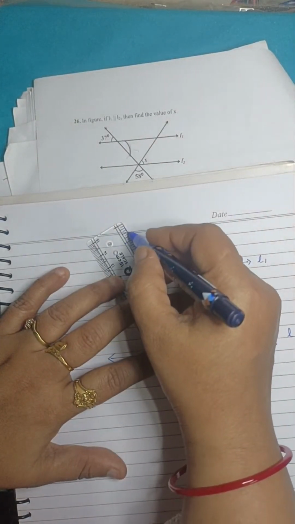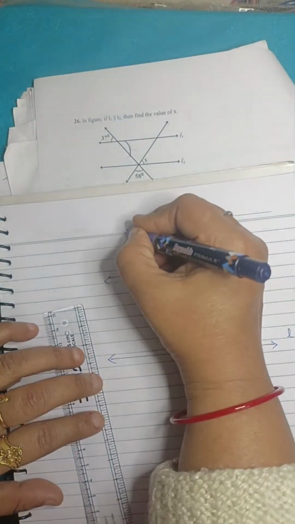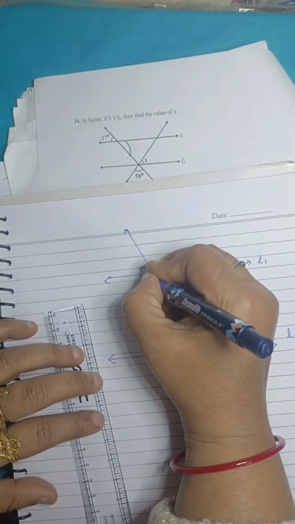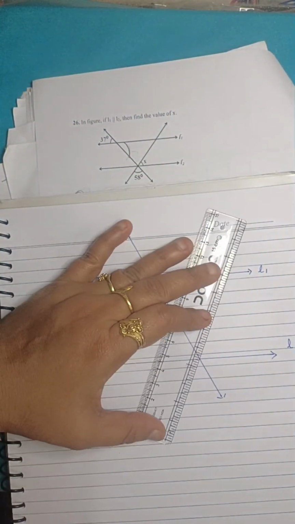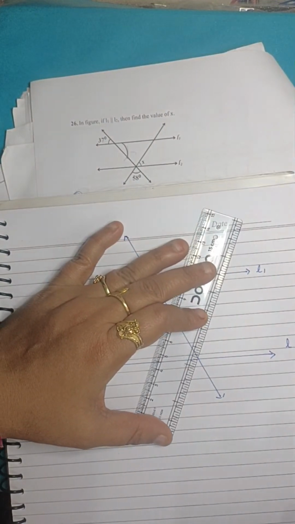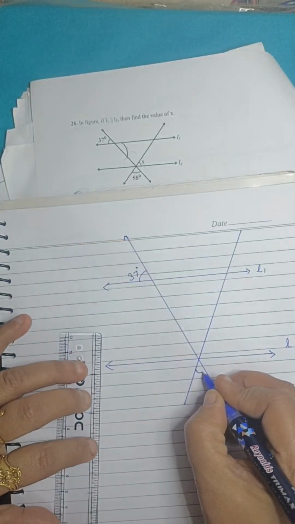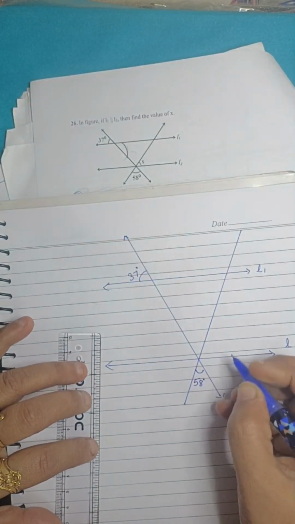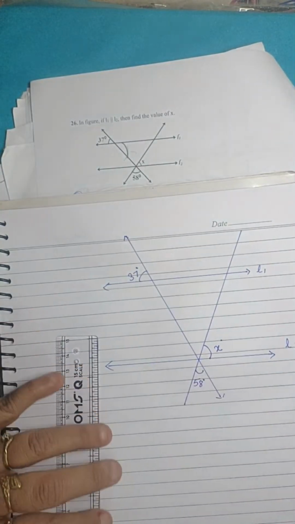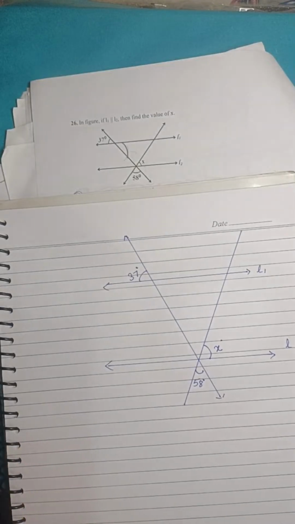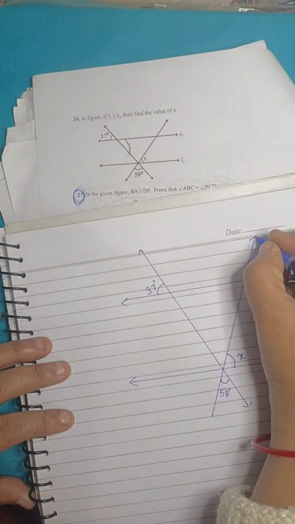Then this is angle 37 degree, right? One more line is there which is coming here, and this angle is 58 degree, and this is x. You have to find out this x, right? तो अब इसको आपको कैसे करना है, you have to understand this. ठीक है, तो बहुत easy है वैसे तो.